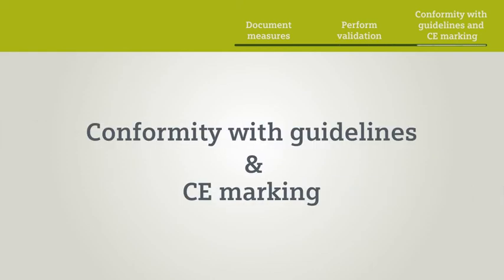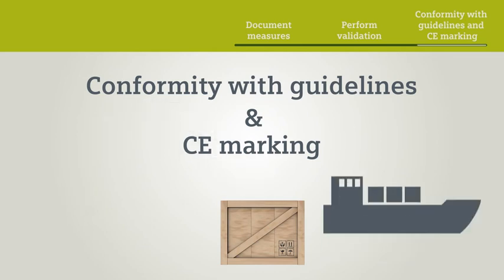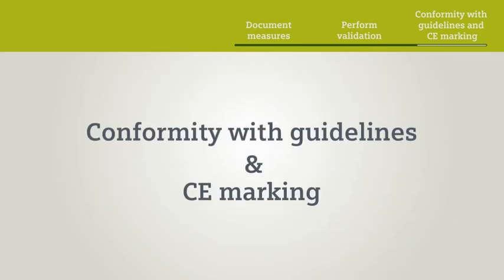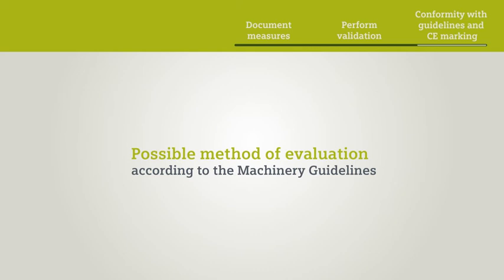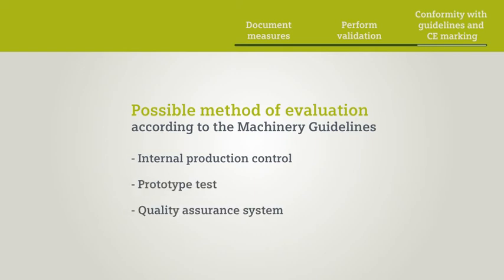As the manufacturer, your last task for the quality assurance is the preparation of the declaration of conformity. This you include with every delivered machine. You perform the conformity assessment procedure in order to verify the conformity of the machine with the requirements of all relevant directives. According to the Machinery Directive, the following procedures are possible: internal production control, prototype test, quality assurance system.